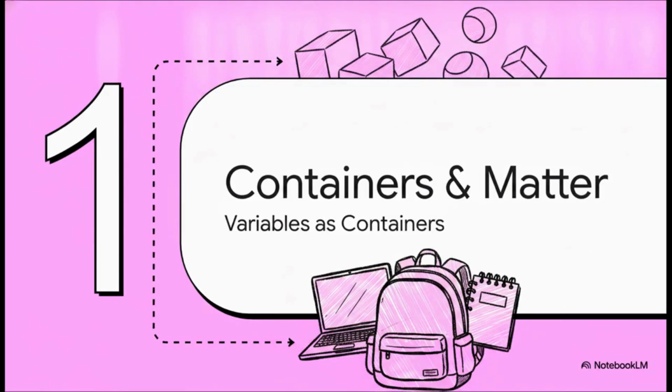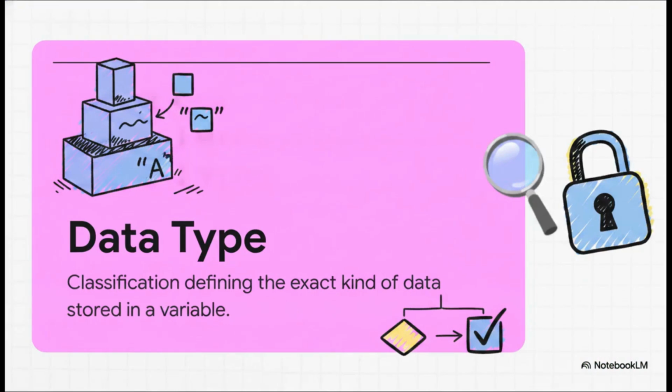All right, starting things off with Section 1. Containers and matter. So when we talk about coding, we talk a lot about variables. Think of a variable as a physical container, kind of like a backpack. You can put a laptop in it, or you can toss a notebook in there. The backpack is the variable because, well, it holds things. But C++ is what we call a statically typed language. It demands order, so we need strict rules for our containers.